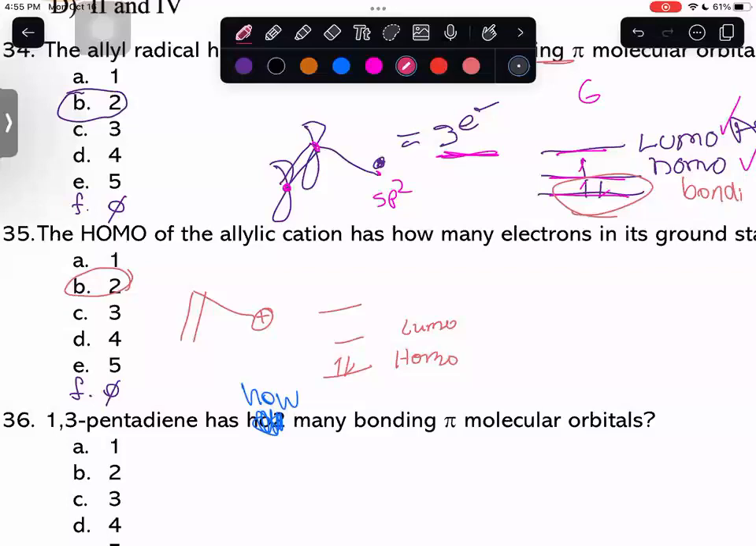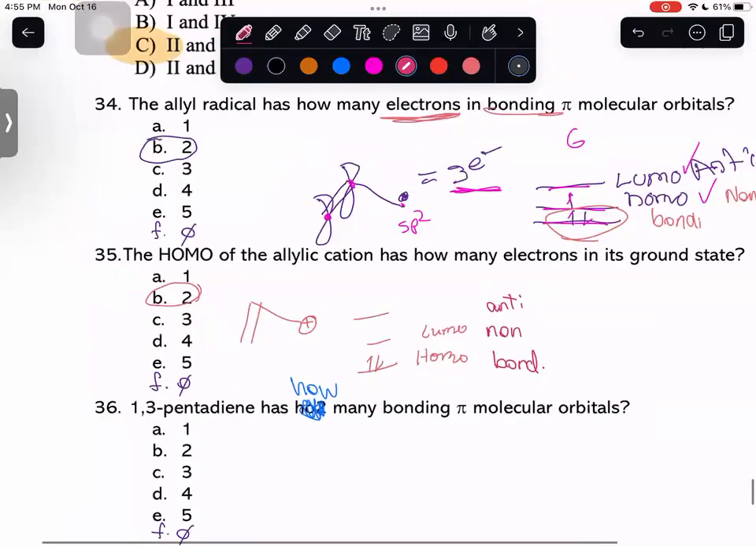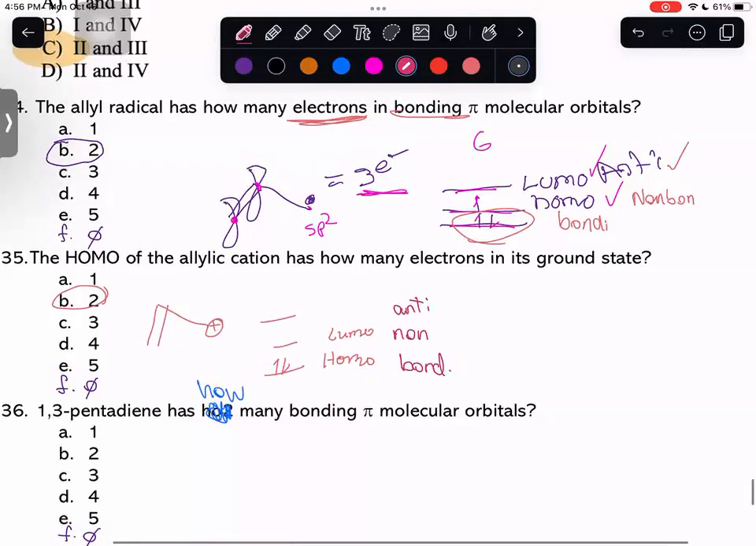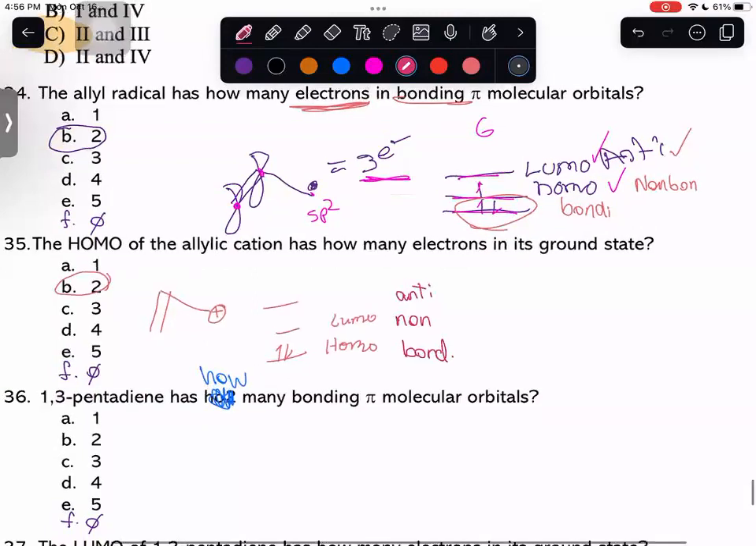LUMO and non-bonding, yes, they're the same this time. So we know that the top one is antibonding, middle, non-bonding, bottom one, bonding. Now the difference between the radical and the cation is the number of pi electrons. For the radical, HOMO is going to be the non-bonding orbital because that's the one in highest energy that's occupied by at least one electron. And the cation is going to be the bonding orbital because that's the one in highest energy that's occupied. So that's why they're slightly different.